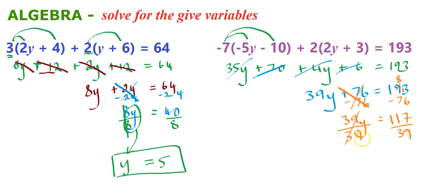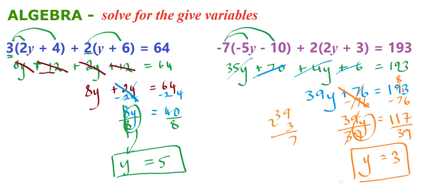And that cancels out. We're left with y. 117 divided by 39 is 3. So just quickly check that. 39 times 3. Yep. Finished.